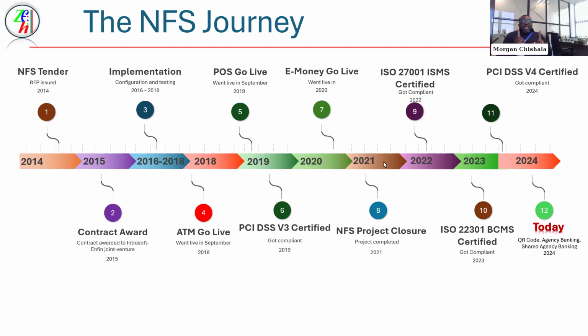But when we looked at the dynamics involved and just how the setup of the system was based on what was happening, we decided to split that into two. So the ATM rollout became phase one, and the POS rollout became phase two, and phase three covered our e-money rollout. So in 2018, we went live on ATM. 2019, we went live on the POS, and in 2020, we went live on the e-money.